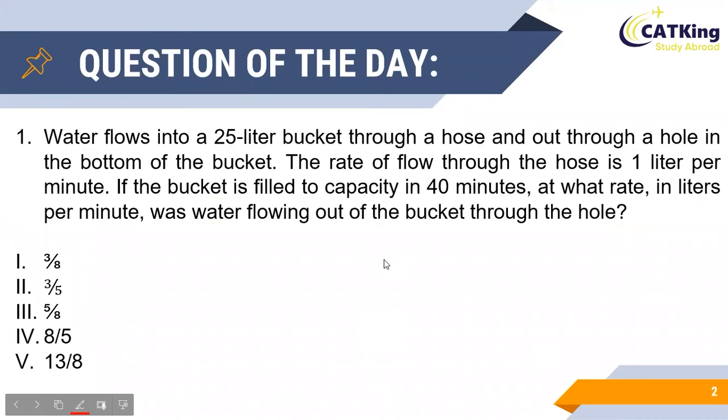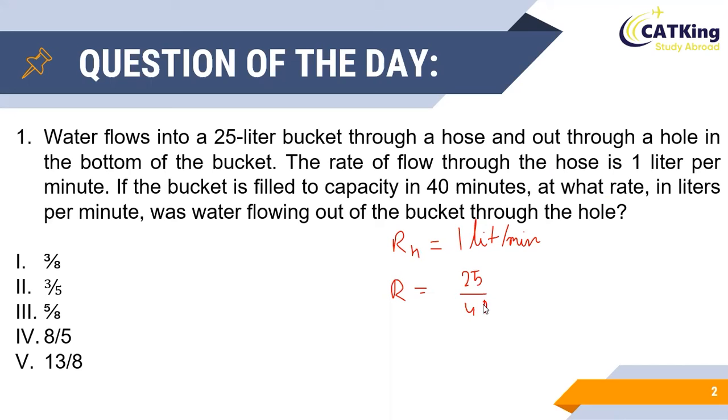So it is given to us that the rate of filling through the hose is equal to 1 liter per minute. Let us call this RH. So RH is equal to 1 liter per minute. Now we know that the bucket completes its filling to the capacity in 40 minutes. Hence, the rate of filling, let us call it R, will be equal to 25 by 40 liters per minute, or it is equal to 5 by 8 liter per minute.